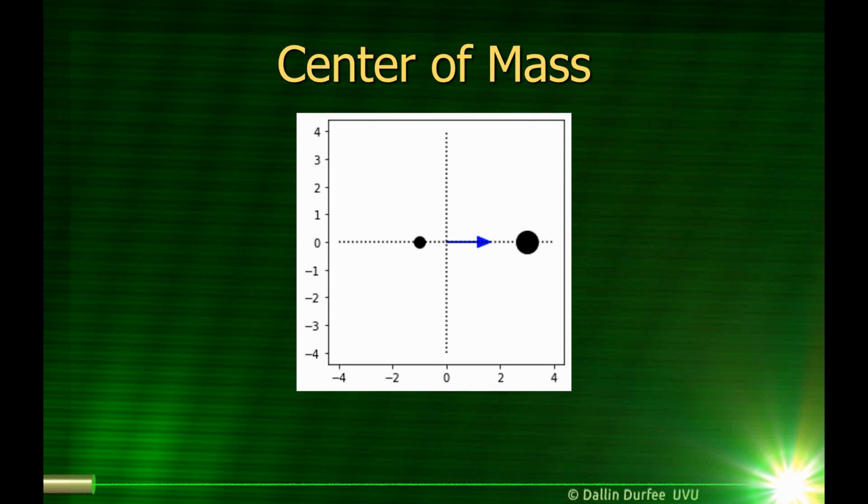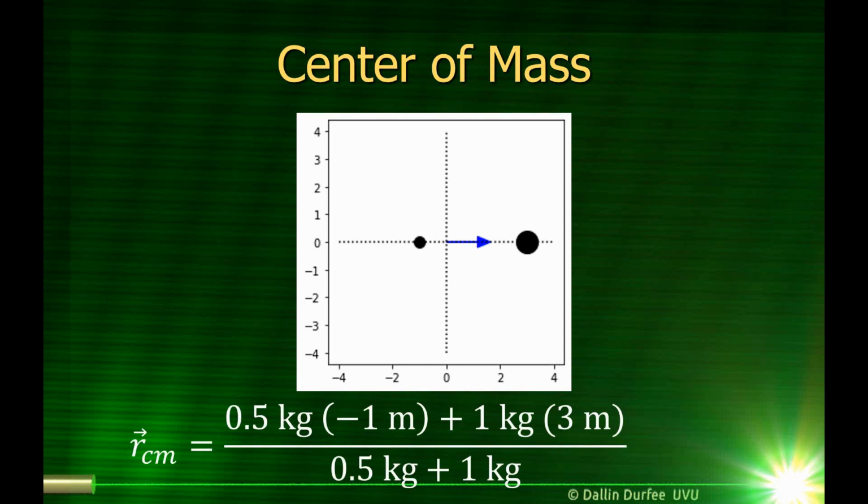But now, what if one of the masses was smaller than the other? What if this first mass was smaller? Well, then, because this is a mass-weighted average, the center of mass is going to move closer to the larger mass. And once again, we can calculate this. The center of mass location is going to be the mass of the first particle times its position, plus the mass of the second particle times its position, divided by the sum of the masses. And we plug that all in, and we get 1.67 meters. So it's a little closer to the more massive ball.